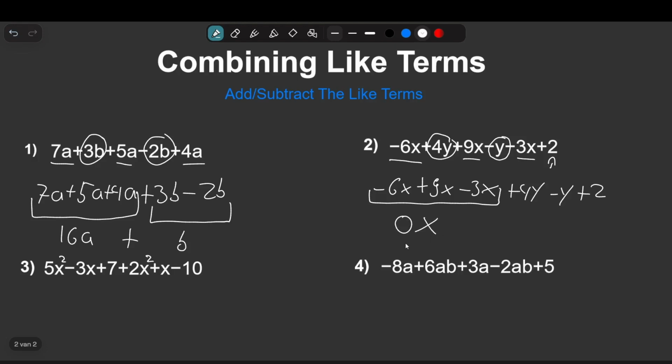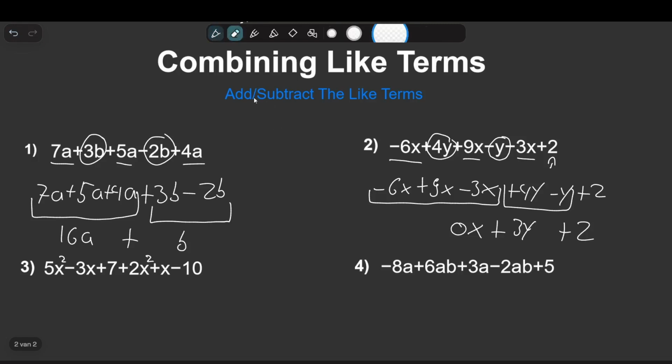So we have 0x, and then we're going to go over to 4y minus y. 4y minus y is just 4 minus 1, so this will equal 3y. And then we can just add the 2 after. So our final expression will be, let's put these two a bit closer, 0x plus 3y plus 2. So this will be our final expression.